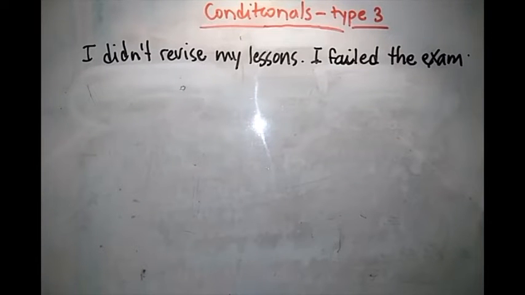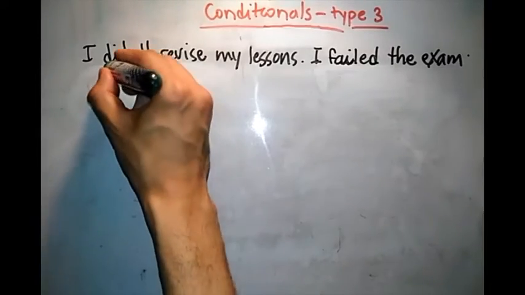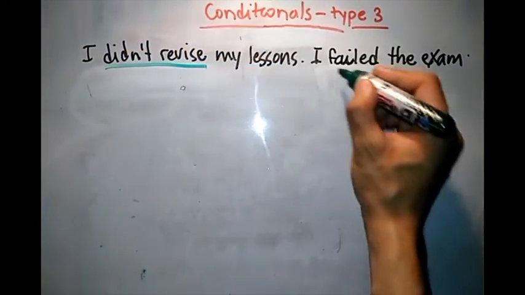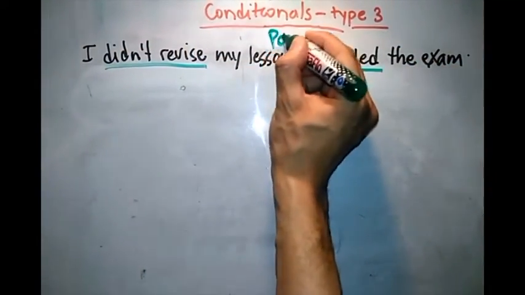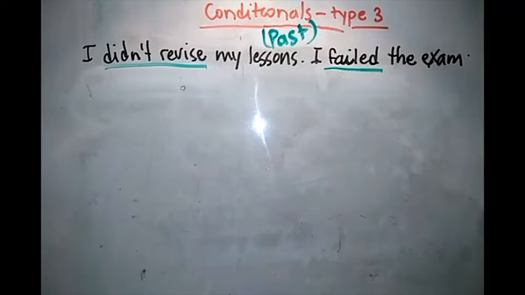Now let's have a look at another example. The sentence that we have here is I didn't revise my lessons. I failed the exam. So as you can see, the situation is in the past since we've got didn't revise and failed. So it's a past situation. Now, as we did with the first example, we're going to find out the problem and the result.